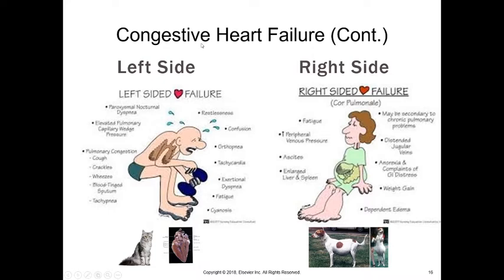So I have this pictogram here for you, giving you an idea of what left-sided failure versus right-sided failure will look like.